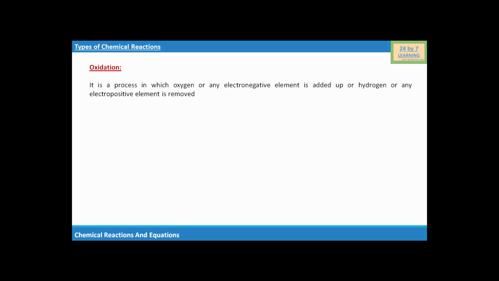It is a process in which oxygen or any electronegative element is added up or hydrogen or any electropositive element is removed. For example, H2S, that is hydrogen sulfide, when it reacts with iodine, the reaction will yield HI, that is hydrogen iodide, and sulfur. And here you can see hydrogen has been removed from sulfur. So in this reaction we can say oxidation is taking place, because in oxidation hydrogen or any electropositive element is removed.